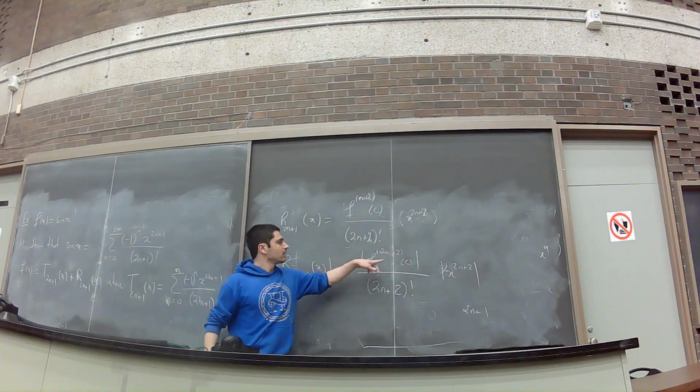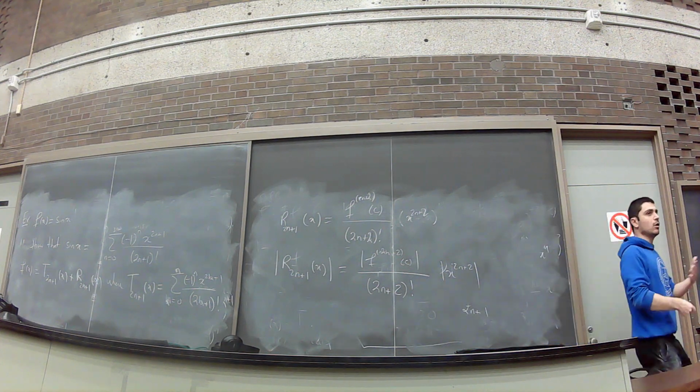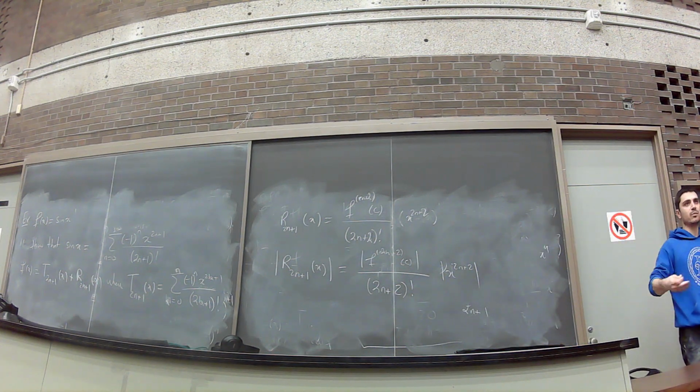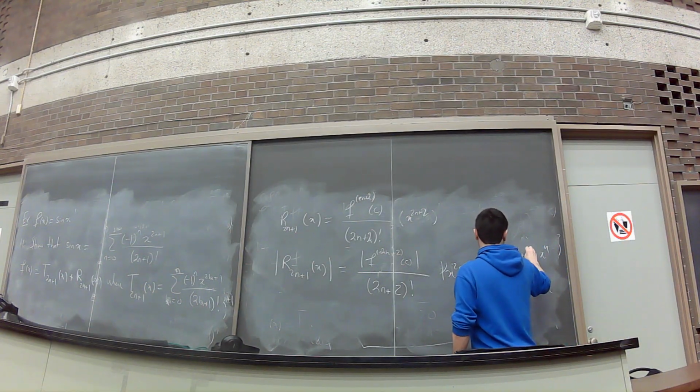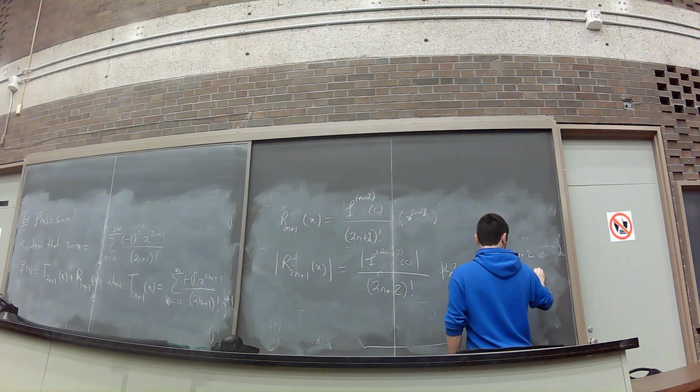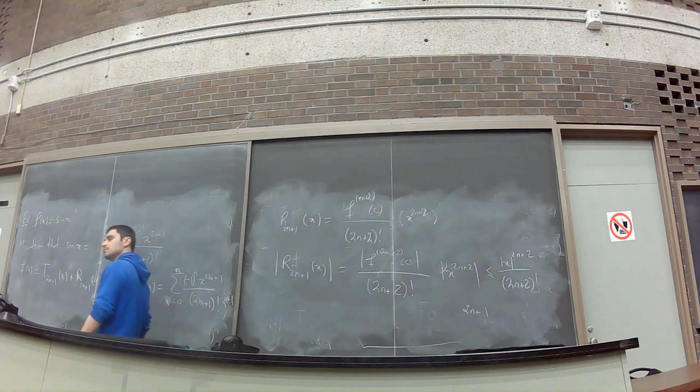Now, the derivatives of sine are all either cos or minus cos or sine or minus sine, right? In absolute value, what are they? They're less than or equal to 1. So this is less than or equal to x to the 2n plus 2 over 2n plus 2 factorial. What is the limit of x to the 2n plus 2 divided by 2n plus 2 factorial? It is 0.